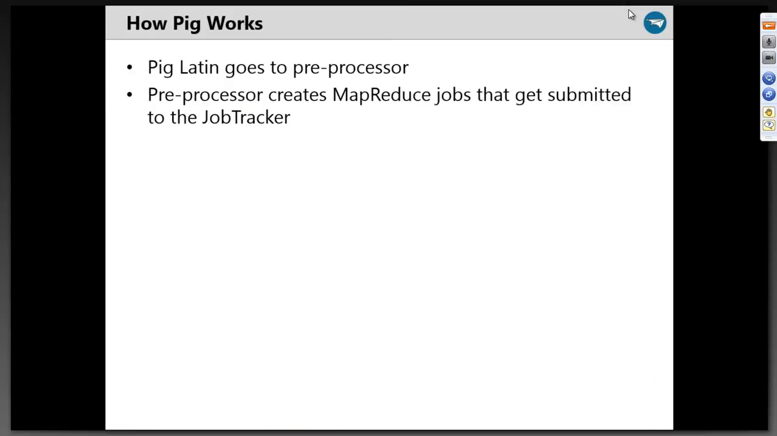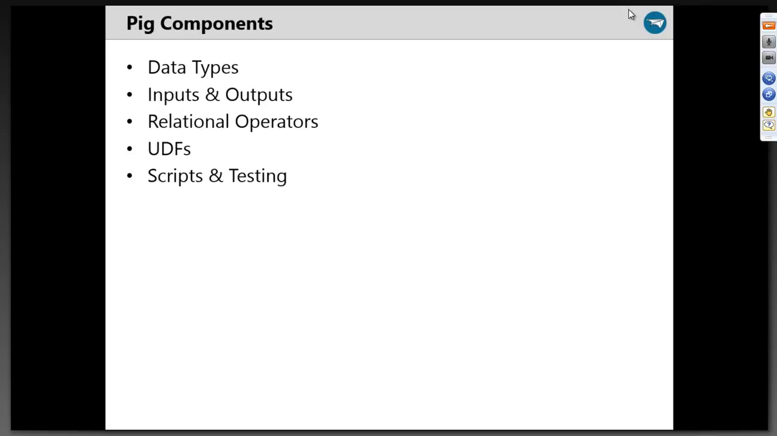So how Pig works is Pig Latin goes through a preprocessor. The preprocessor creates the MapReduce jobs, and then the MapReduce jobs get submitted to the job tracker. So Pig is not that complicated and doesn't take that much to learn. It has data types, inputs and outputs, relational operators. It has user-defined functions, scripts, and testing.